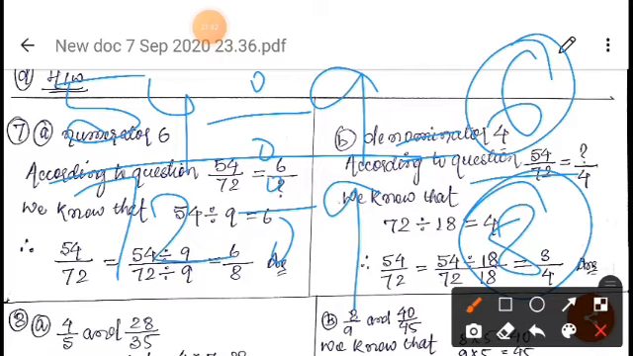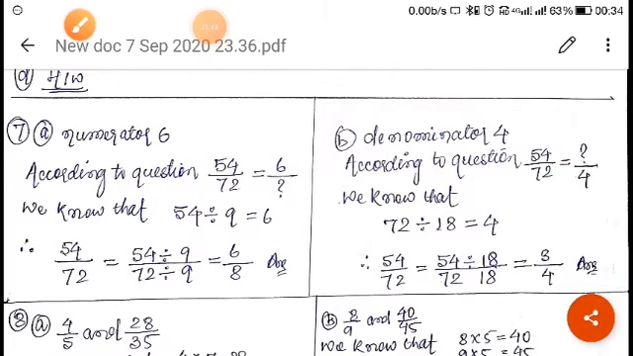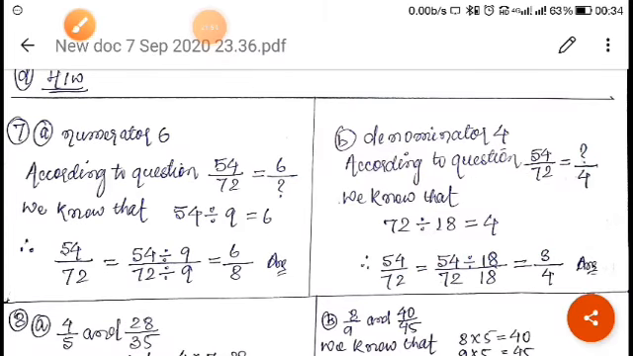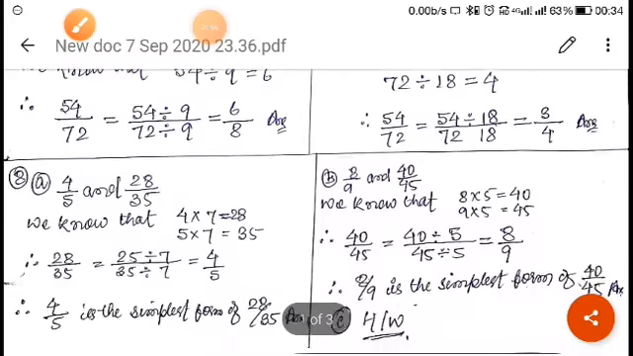I hope you have understood this. In question number 6 we multiplied, and here we are just dividing. As you can see, this one is also the same. I have done it for you. I hope you have understood this.